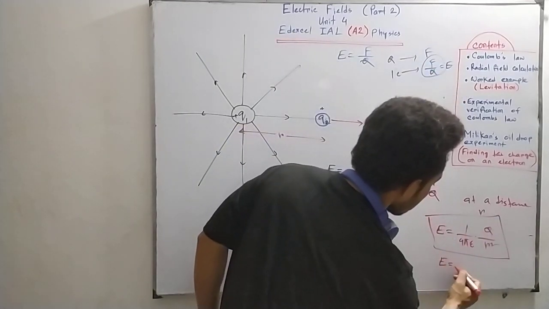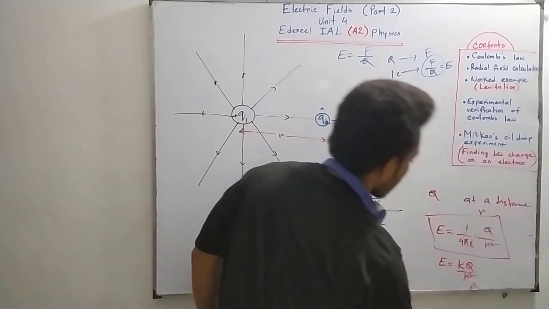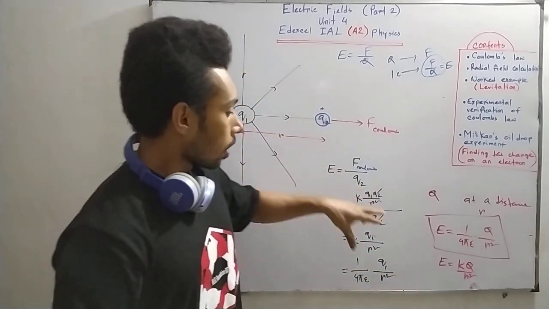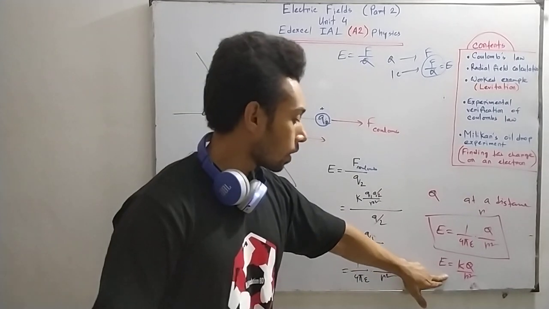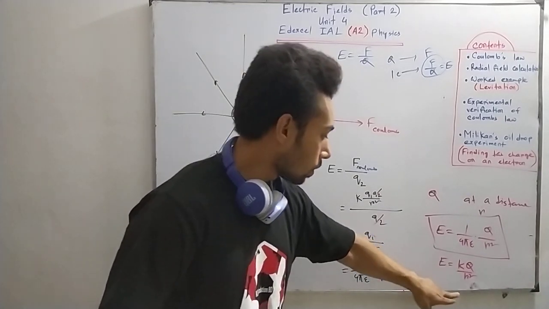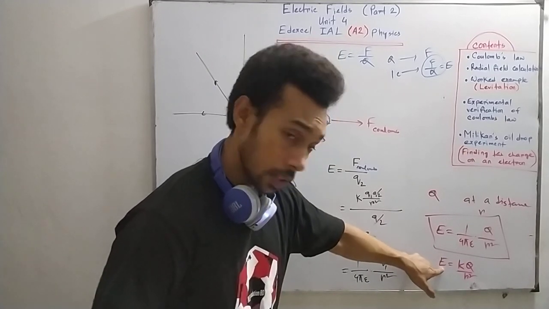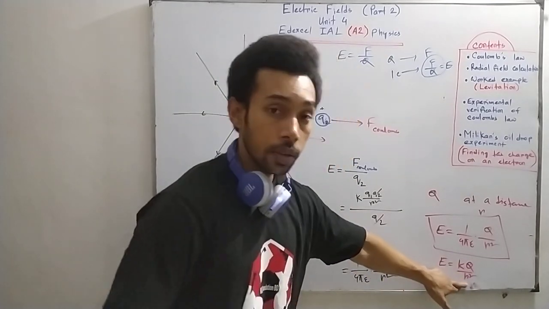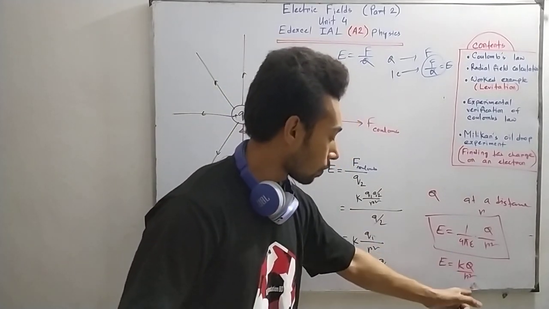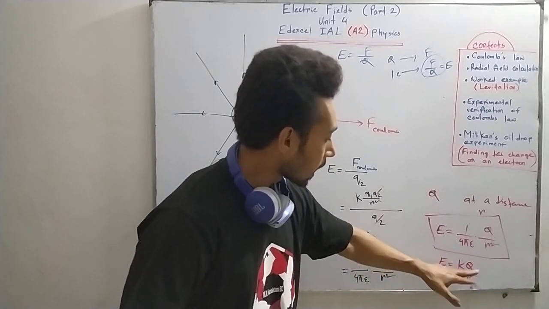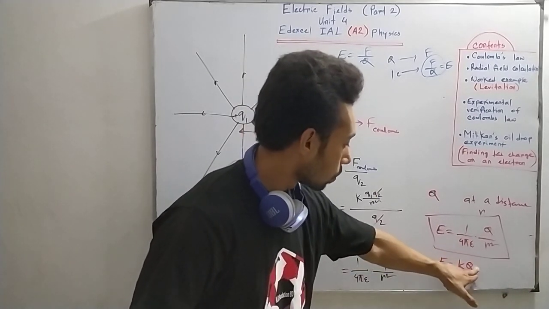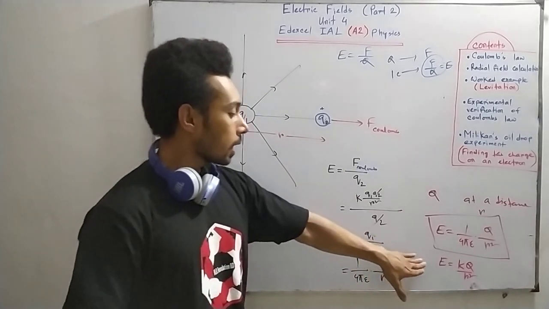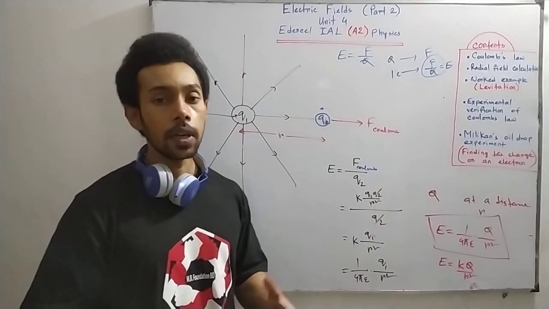Now you can also write simply E is equal to K Q divided by R square. So this is the electric field strength at a particular point of a radial field. From this equation we can see that the electric field strength at a distance r from the center of the electric field produced by charge Q will be E is equal to K Q by R square. And this is the final general equation for electric field strength of a radial field.